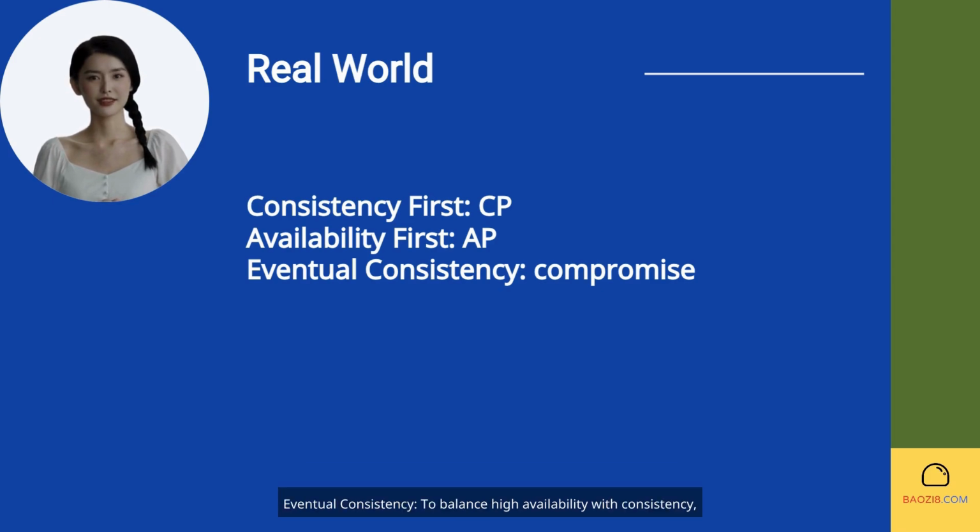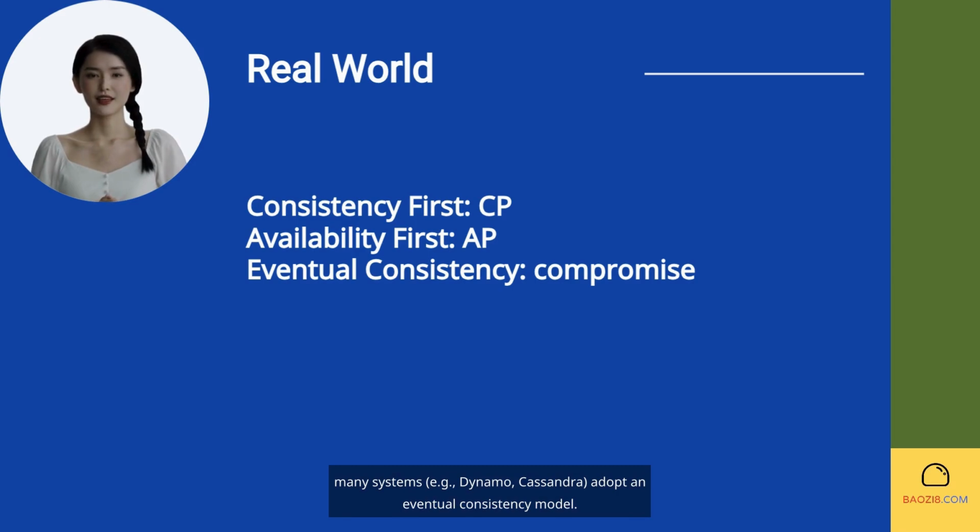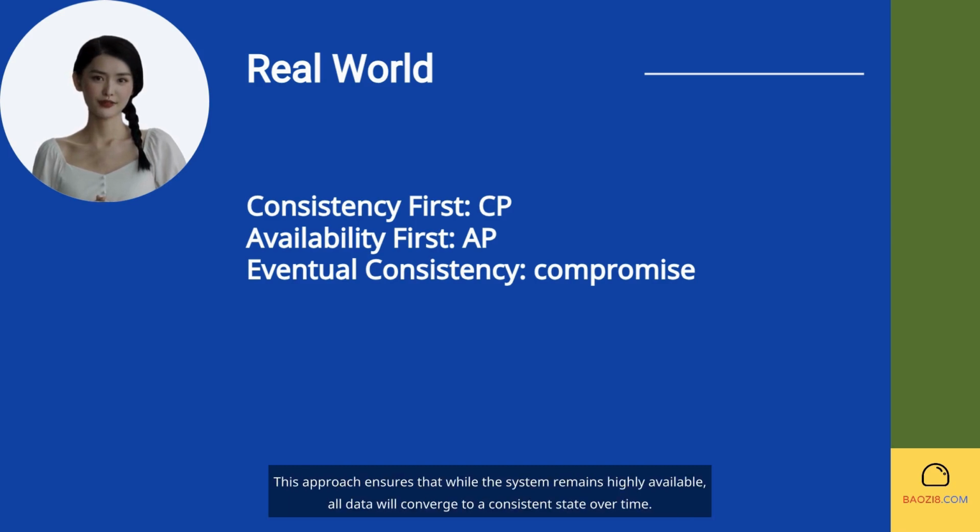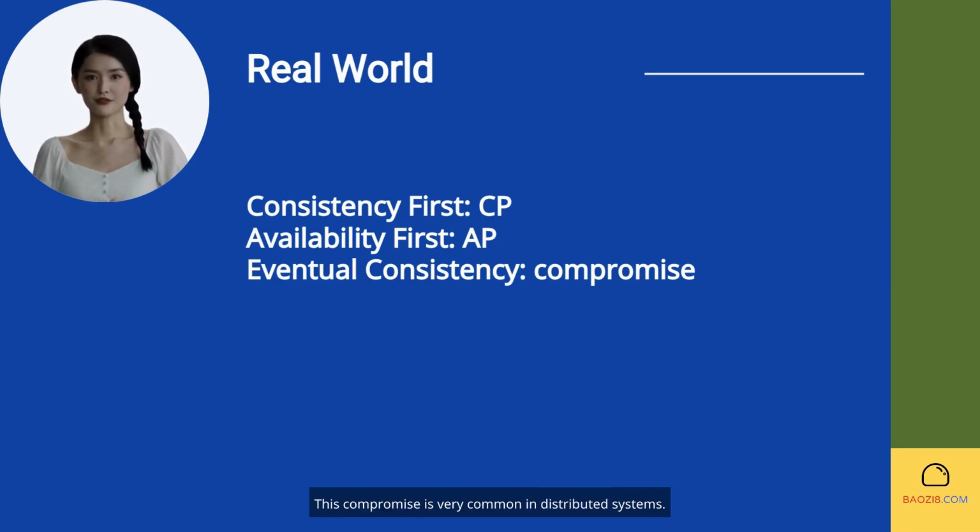Eventual consistency: to balance high availability with consistency, many systems, e.g., Dynamo and Cassandra, adopt an eventual consistency model. This approach ensures that while the system remains highly available, all data will converge to a consistent state over time. This compromise is very common in distributed systems.